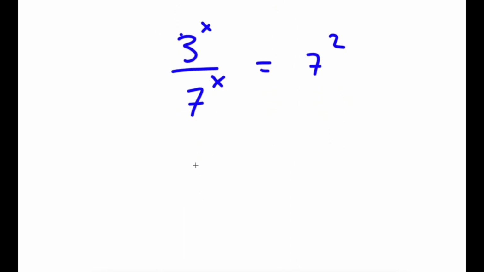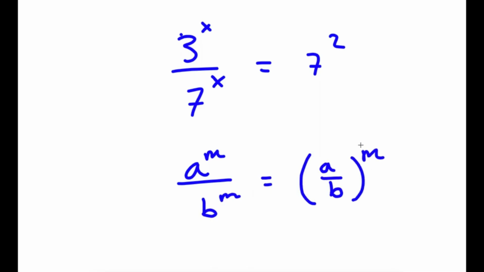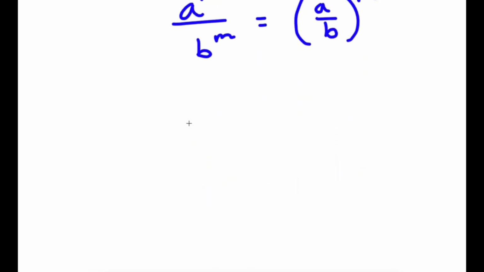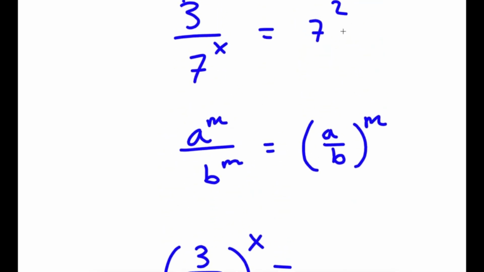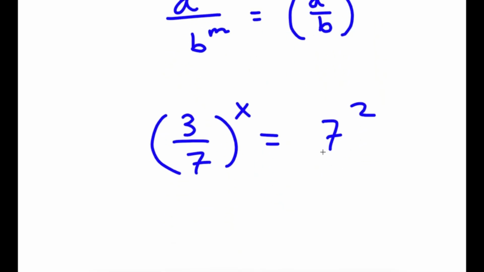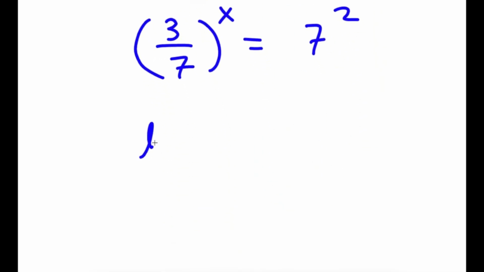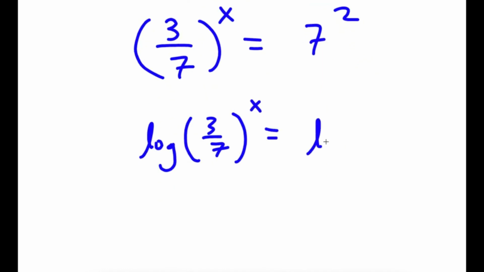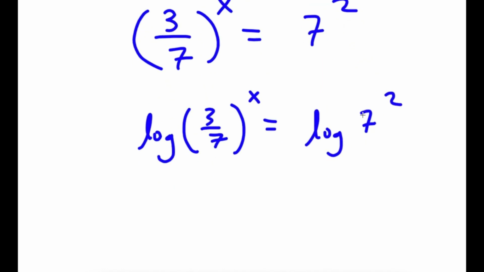Now, if I have something in the form a to the power of m over b to the power of m, this is equal to a over b to the power of m. So 3 to the power of x over 7 to the power of x, that's going to equal 3 over 7 to the power of x, which is equal to 7 squared. And now I'm going to take the log on both sides, so I have log 3 over 7 to the power of x is equal to log 7 squared.